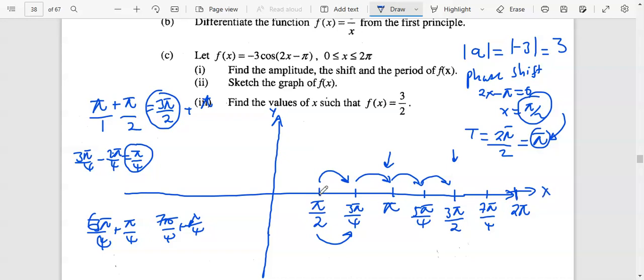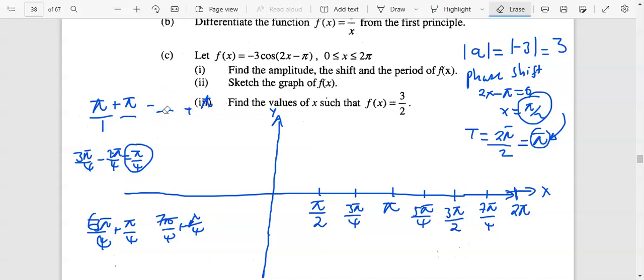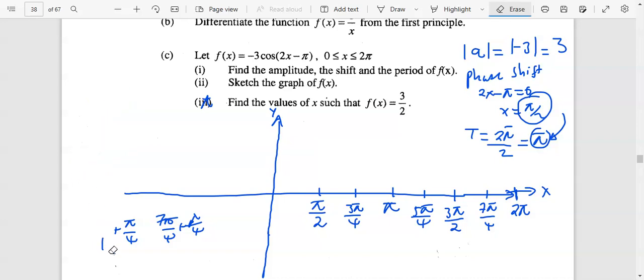Now notice that this is pi over 2. How about if I go behind here? From pi over 2, if I'm going to the negative, I'm going to be subtracting, because if I'm going forward, I'm adding pi over 4, and if I'm going behind, I'm going to be subtracting pi over 4. So remove from pi over 2, remove pi over 4. What are you going to get? You are going to get pi over 4.